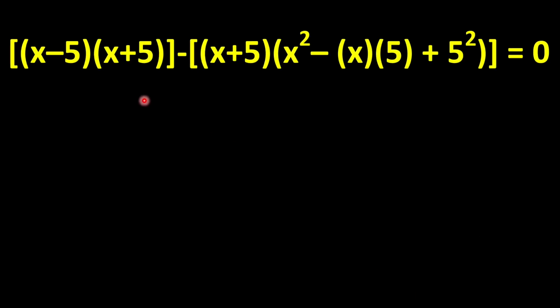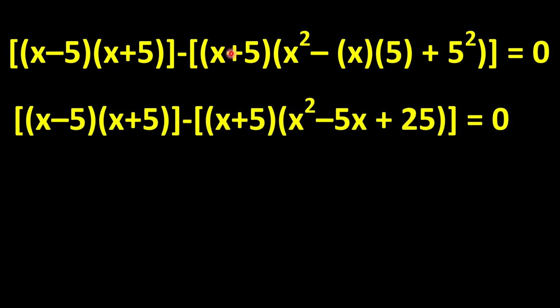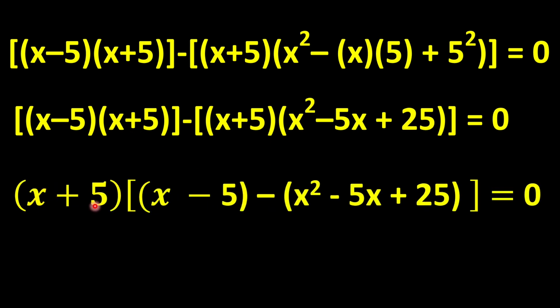And now look at this: x square, this will become minus 5x, and this will become 25. So now, in these two values, look over here, one value is this one and one value is this. In these two values we have x plus 5 over here and x plus 5 over here. So we will take this x plus 5 as common from this whole equation. So let's take x plus 5 as common from this whole equation.